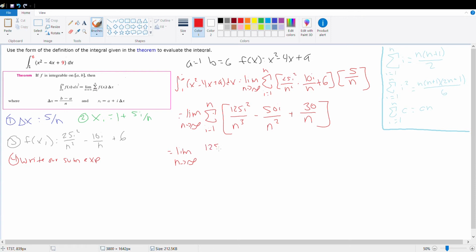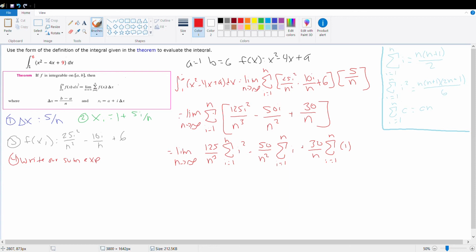So I have 125 over n cubed times the sum as i goes from 1 to n, and i squared is left in there, because the i is really all it cares about anyway. And then I'm going to write 50 over n squared times the sum as i goes from 1 to n of just i, and then plus 30 over n, and then what's left over in there is just the 1. So of course there are slightly different ways of splitting that up, but we always end up with the same thing.